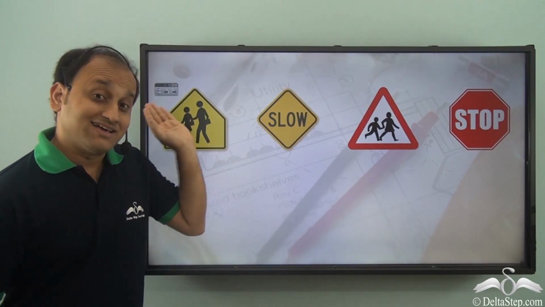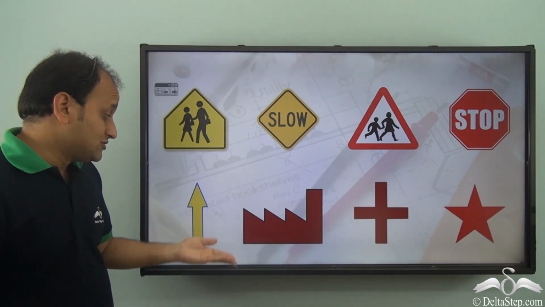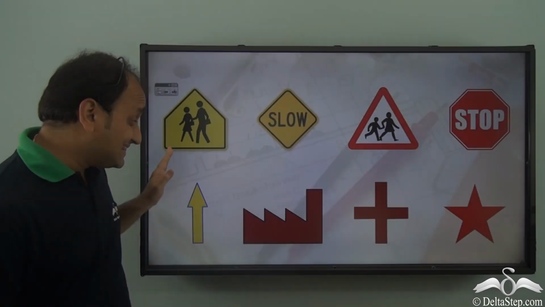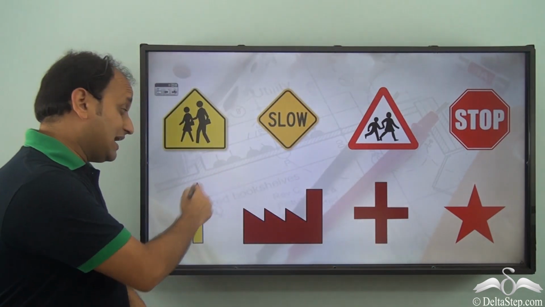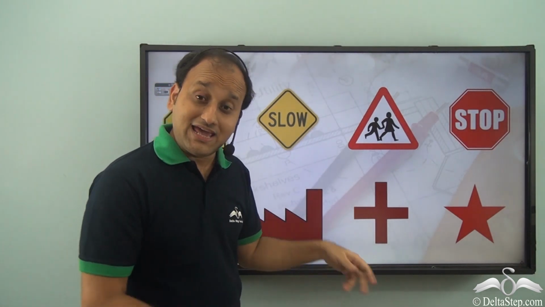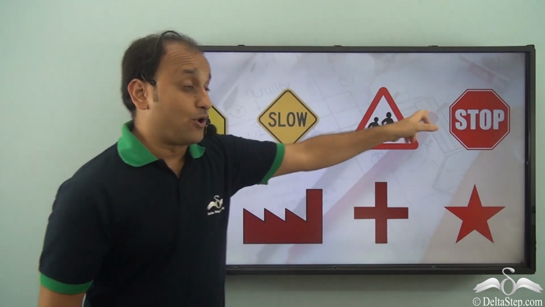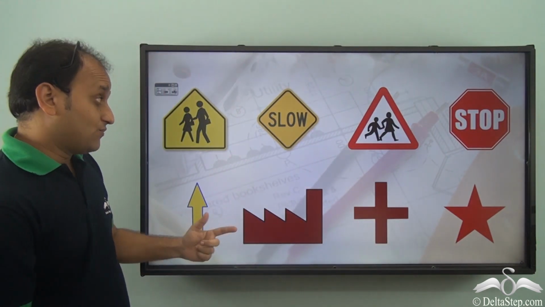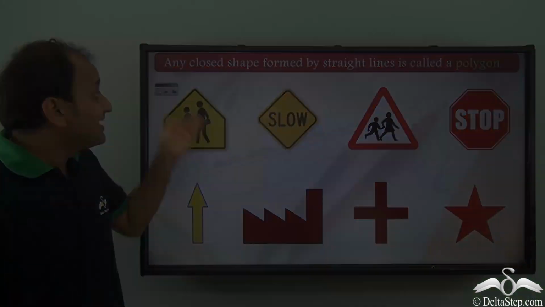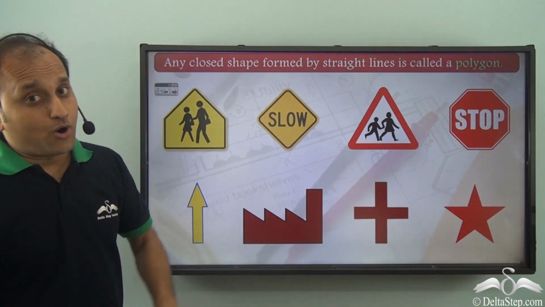But are these the only shapes which we use? Well, we also use such shapes. Again, these shapes are made up of line segments and they are also 2D and closed. So even these are polygons. So these are polygons and these are polygons too. Because what we know about polygons? That any closed shape formed by straight lines is called a polygon.